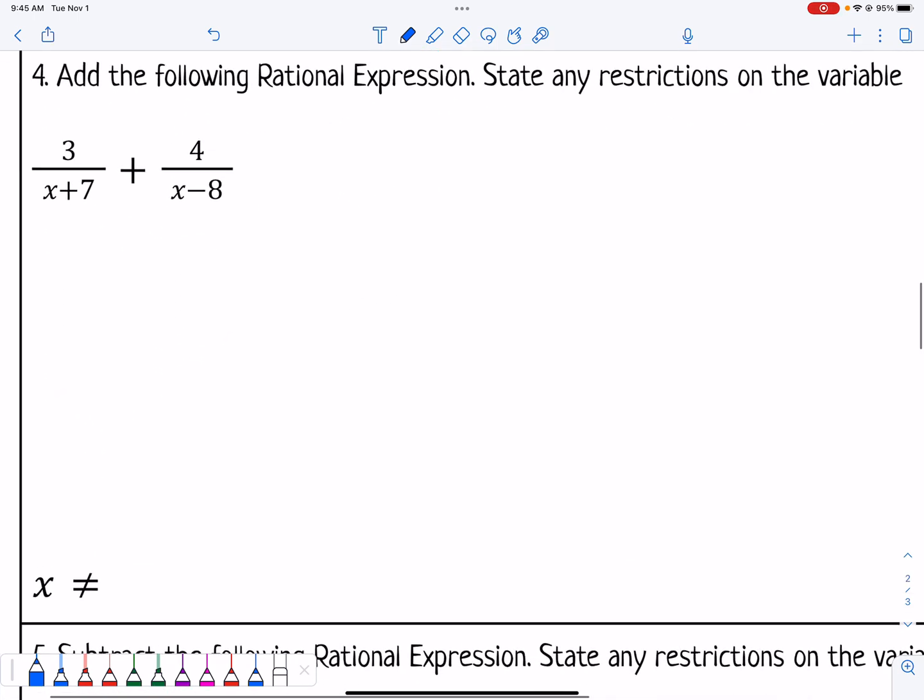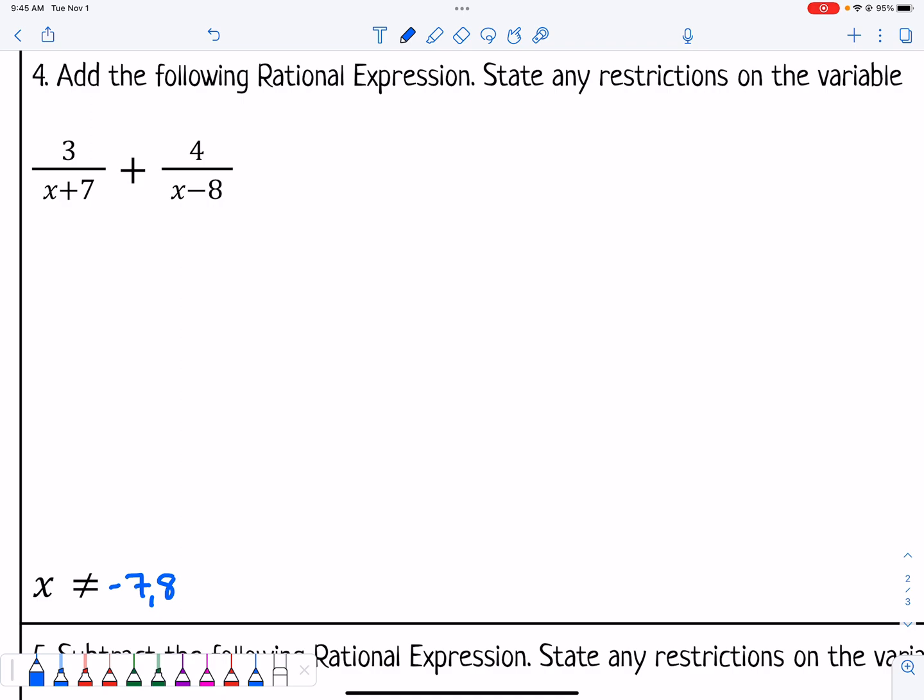Number 4 says to add the following rational expression and state any restrictions on the variable. So before I add, I can go ahead and tell that x can't be negative 7 or positive 8. So I'm just going to go ahead and put those down here for the restricted values. And then I'm going to focus on getting a least common denominator.